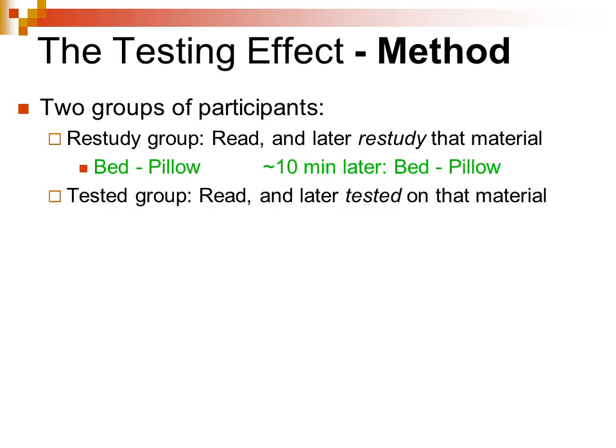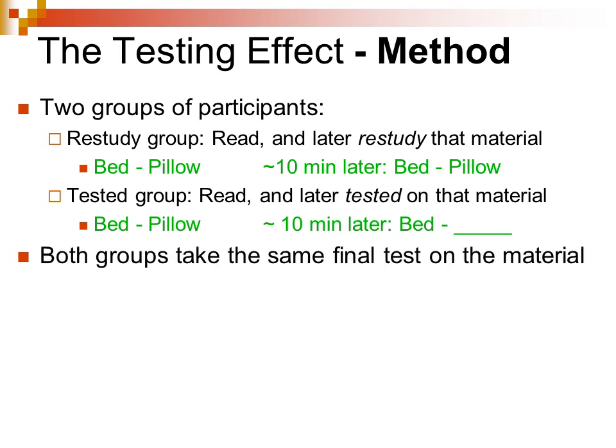The second group is the tested group, which reads and is later tested on the material. So they too would be shown pairs of words like bed and pillow that they're told they will take a memory test on later. Then in the next phase, they would take a test on those sets of words. They would be given the word bed and have to come up with the word that it was paired with on their own. Finally, both groups take the same final test on the material.